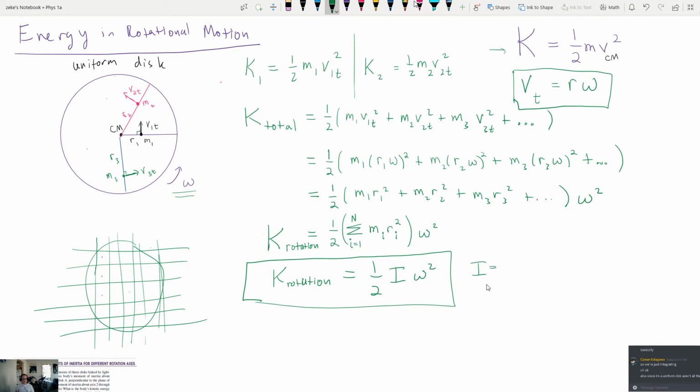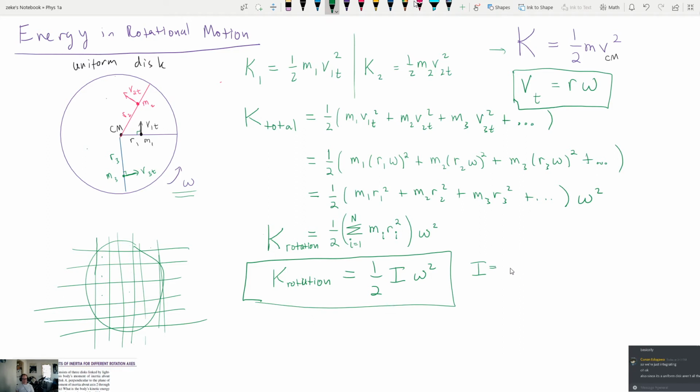Since it's a uniform disk, aren't all the m equal to each other? Maybe, in this case Conan, but we'd like to have this be generalized to where we can apply it to any object, even if it's not uniformly distributed mass. You know what I mean? So I'm not just going to make all the m's equal to each other.